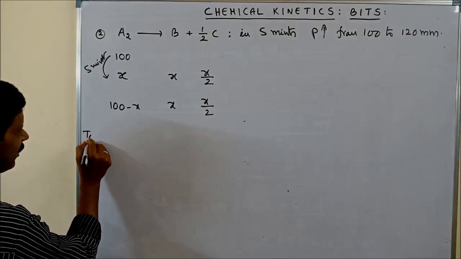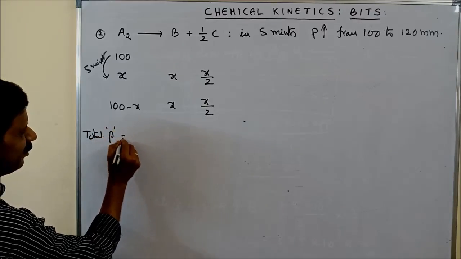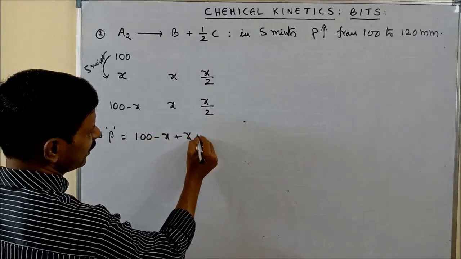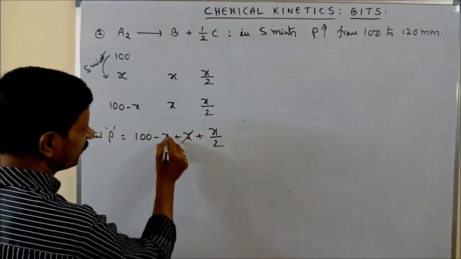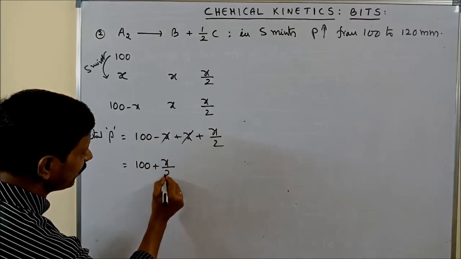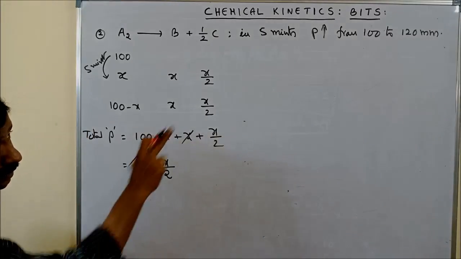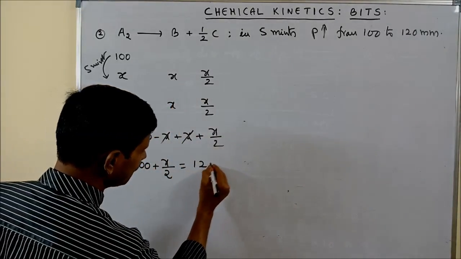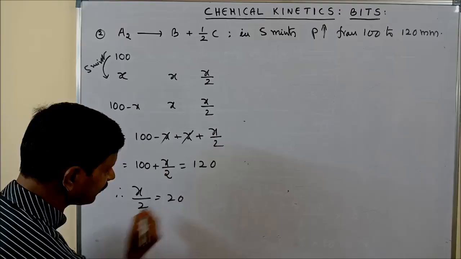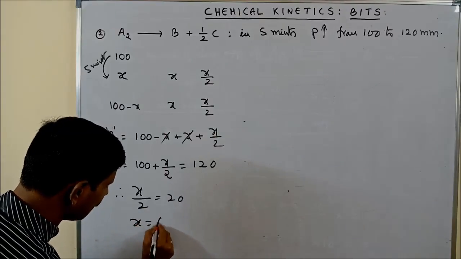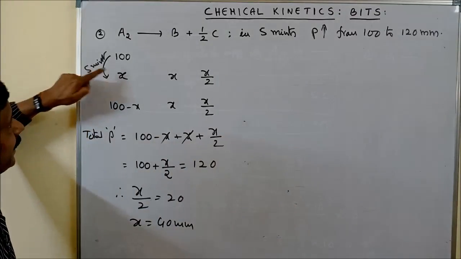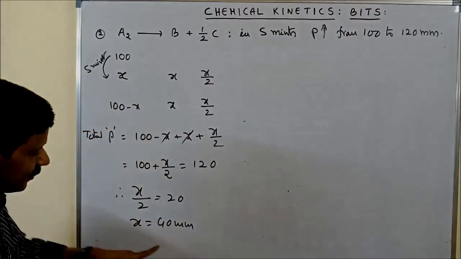Now what is the total? So total pressure after 5 minutes, we have to add all these: 100 minus X plus X by 2. Of course, X is going to be cancelled. So this will be 100 plus X by 2. But the total pressure after 5 minutes is equal to 120. So X by 2 equal to 20. As per that, X equal to 40 mm. Means in 5 minutes, the decrease in pressure of A is 40.